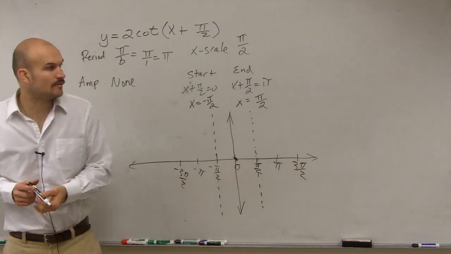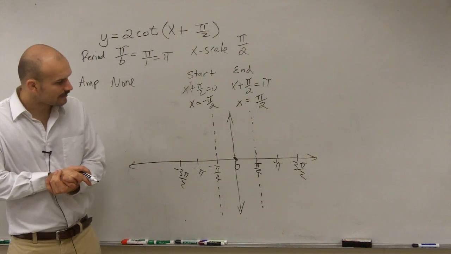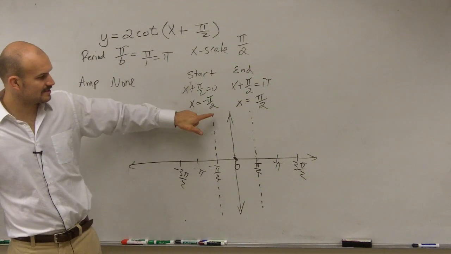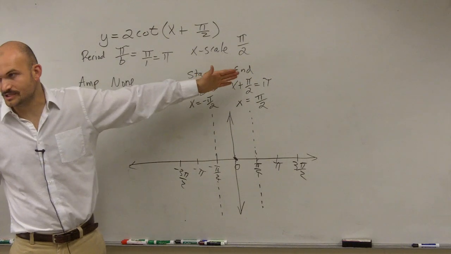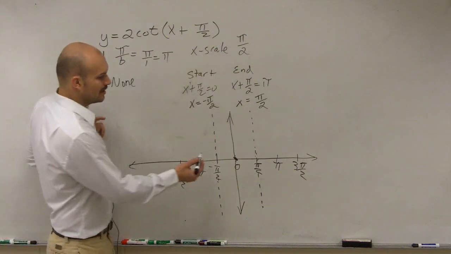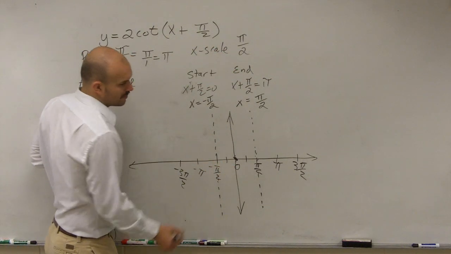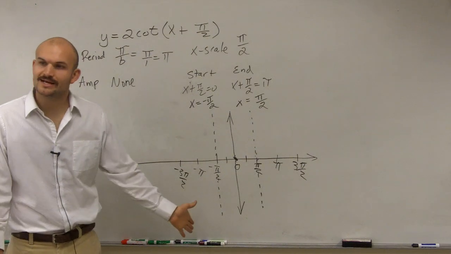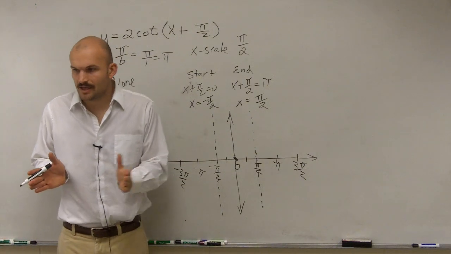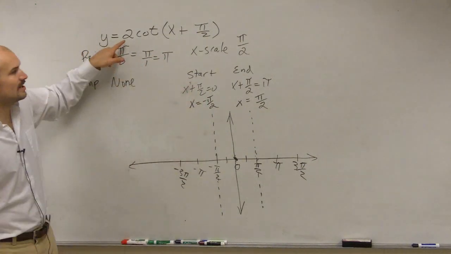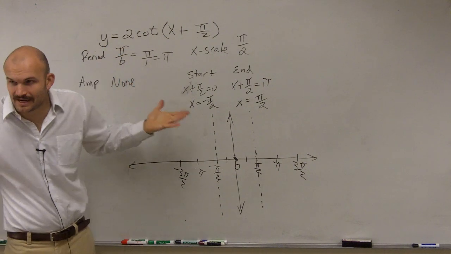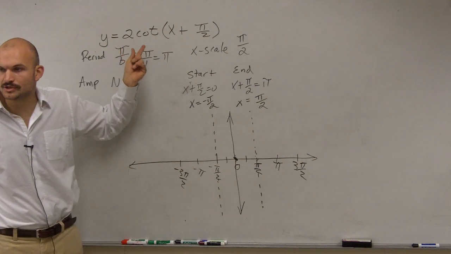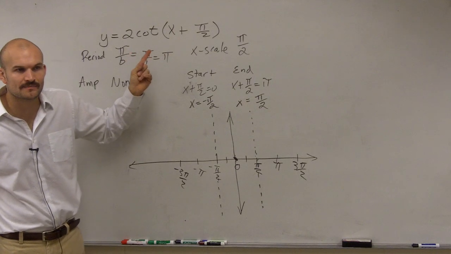Now, the reason why it might be helpful to look at this is a lot of times, ladies and gentlemen, we'll sometimes teach it by doing the x scale of pi over 4, because it's helpful to know what those two other points are. Because that's going to tell you how to graph it by using dilation. Because what does that 2 do? Our 2 is supposed to be like our amplitude, right? But we don't have an amplitude. So what is that 2 going to do? How is that 2 going to affect our graph?